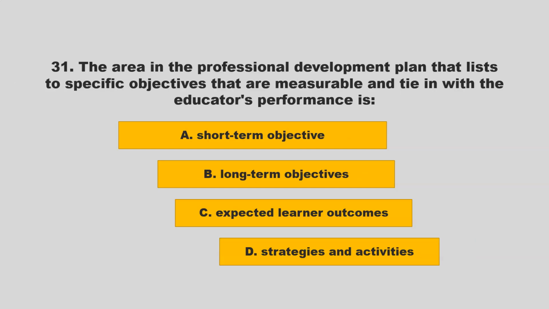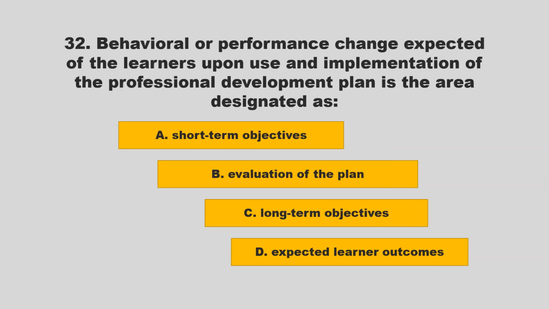The area in the professional development plan that lists two specific objectives that are measurable and tie in with the educator's performance is short-term objective, long-term objectives, expected learner outcomes, strategies, and activities. If you chose A, you are correct.